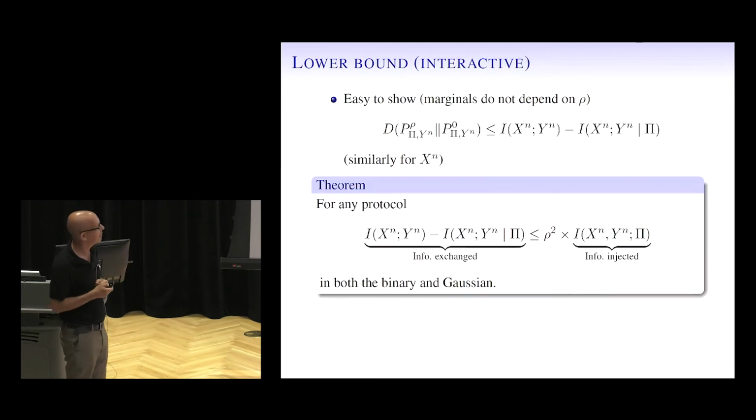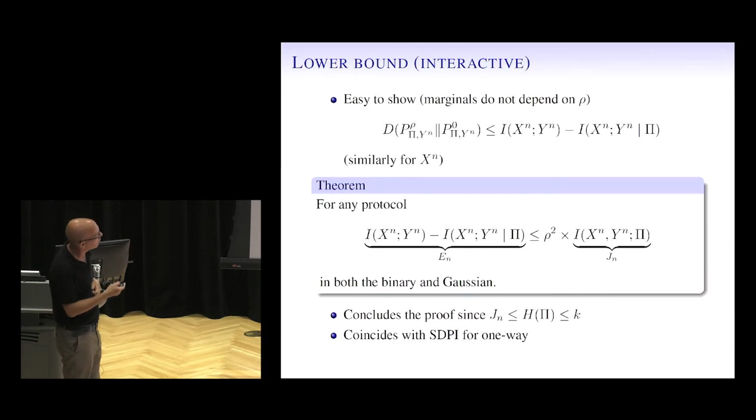This is a simple thing, which you can think of as information exchange between Alice and Bob. This is the mutual information between X and Y before the conversation, and this is given the conversation. And we show that this is upper bounded by rho squared times the information injected by Alice and Bob into the protocol. So mutual information between X and Y and the protocol, what somebody else learns from listening to the protocol. It is true for both the binary and Gaussian case.